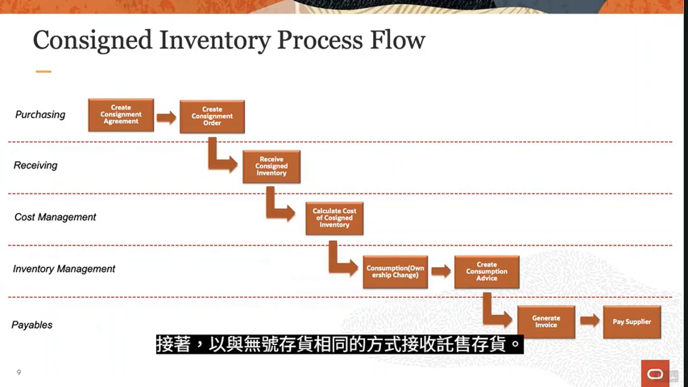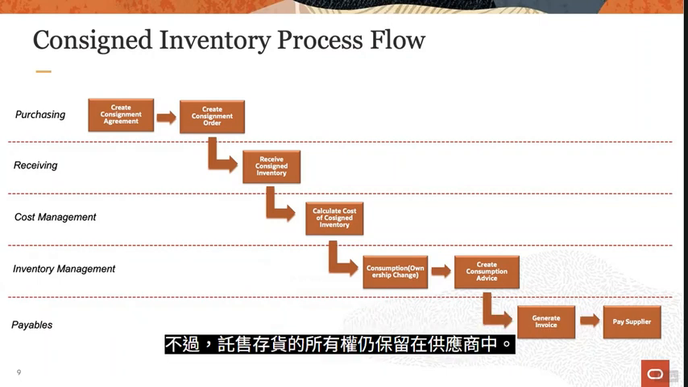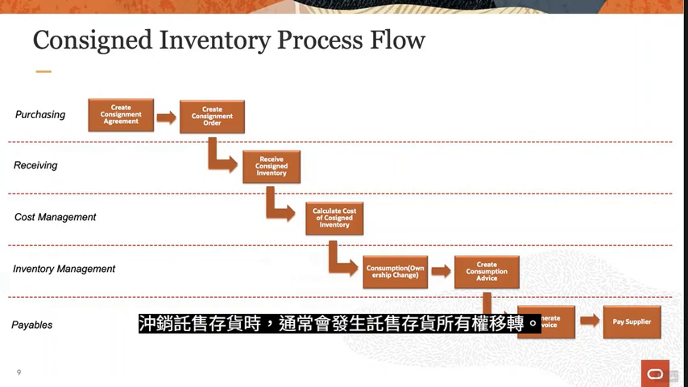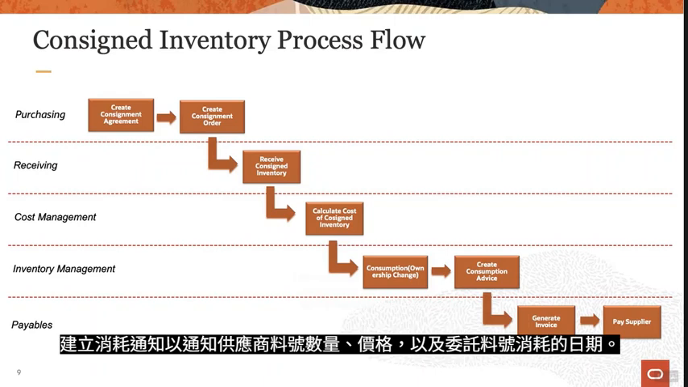Oracle Cost Management calculates the cost of consigned inventory for valuation purposes. However, the ownership still remains with the supplier. The consigned inventory ownership transfer typically occurs when consigned inventory is consumed. Oracle Inventory Management will automatically generate a consumption advice when consigned inventory is consumed. A consumption advice is created to inform the supplier of item quantities, price, and dates when the consigned items were consumed.